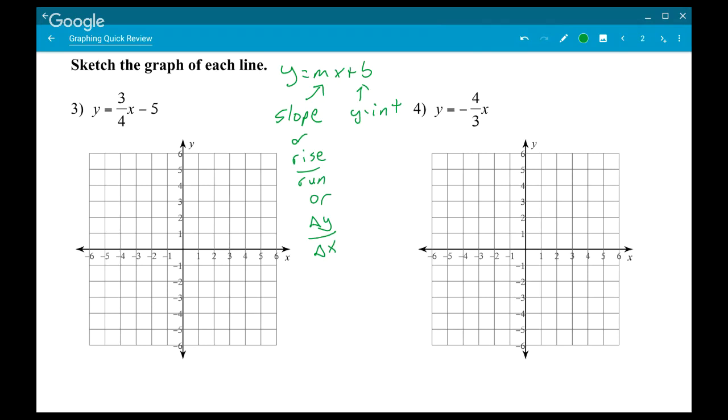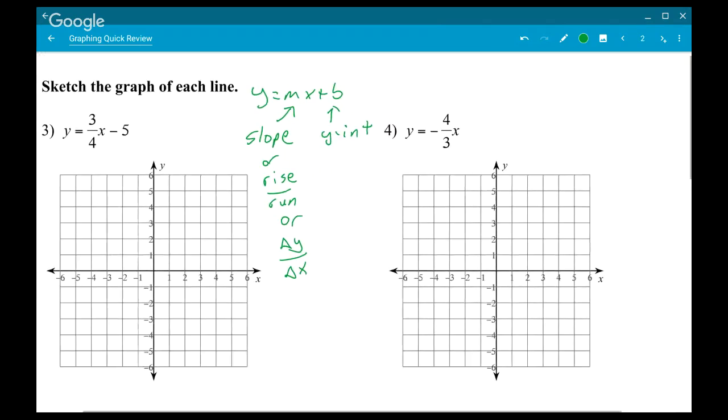Okay. So looking at how to graph in slope-intercept form for this particular one over here, -5 is your y-intercept. I'm going to graph that first, which means going down to -5 right there. Okay.